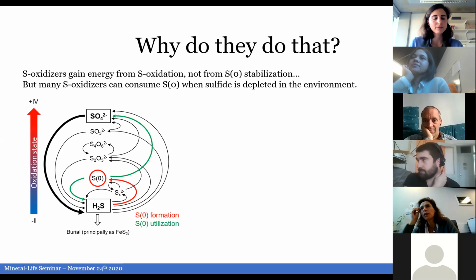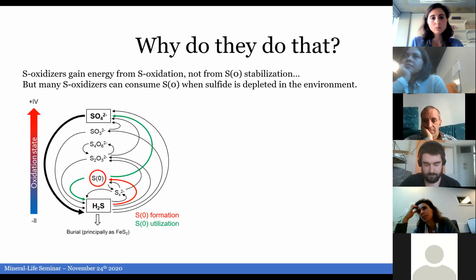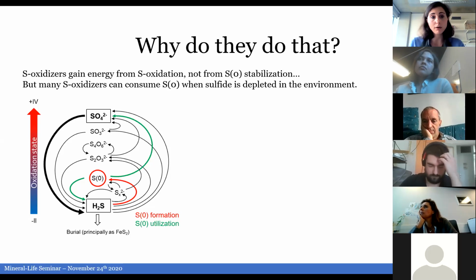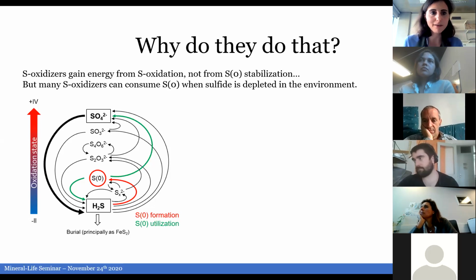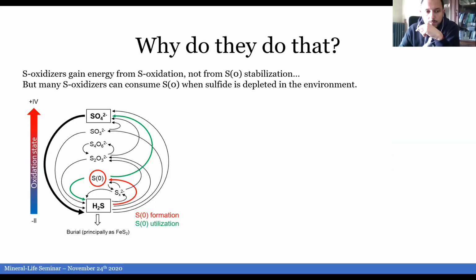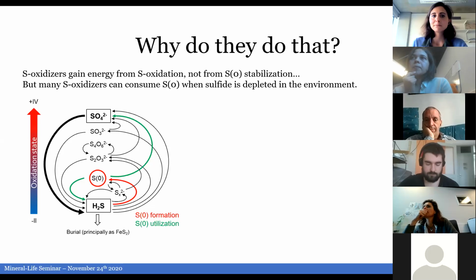Just a question: did you find a condition where you can have S oxidation and not the S0 stabilization? I mean, I was thinking about constitutive or induced production of these specific proteins. There are some microbes that will oxidize sulfide directly to sulfates or to thiosulfate or sulfites. So it's not all sulfur oxidizers that will form stable elemental sulfur. Does that answer your question, Lyle?